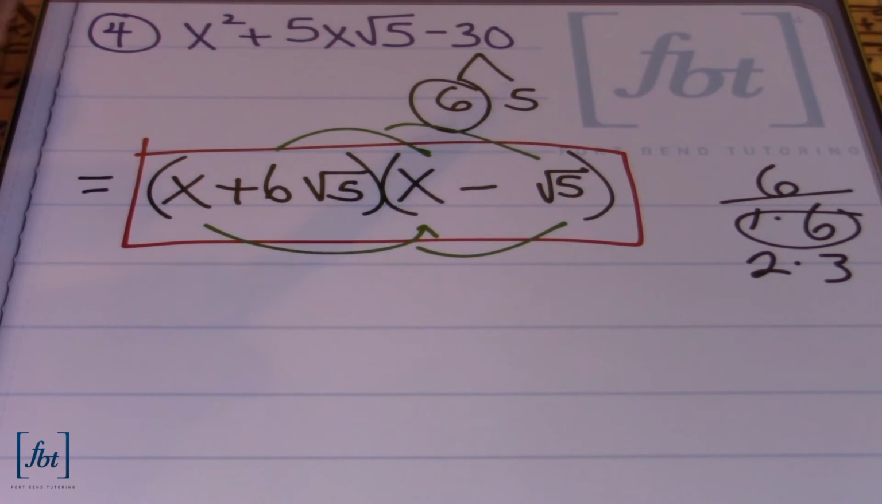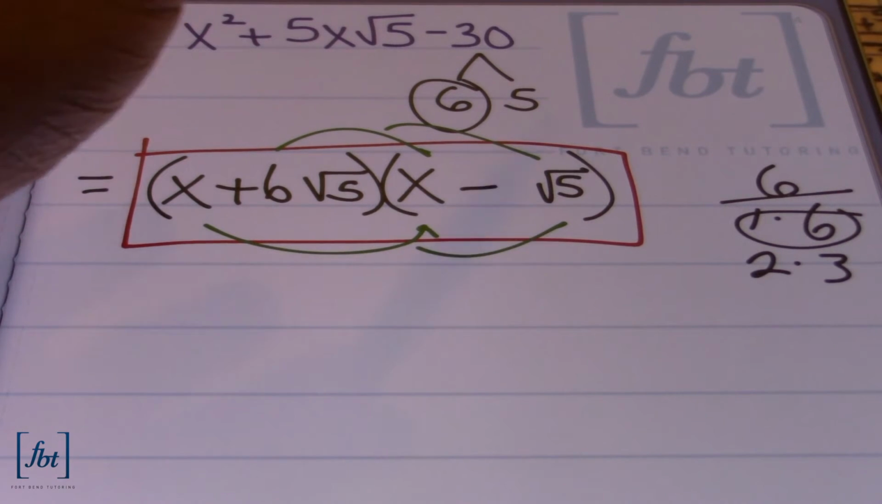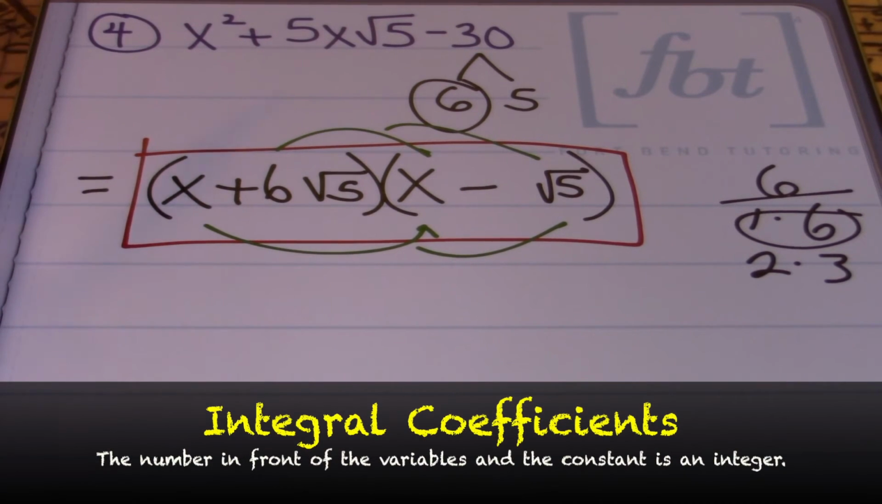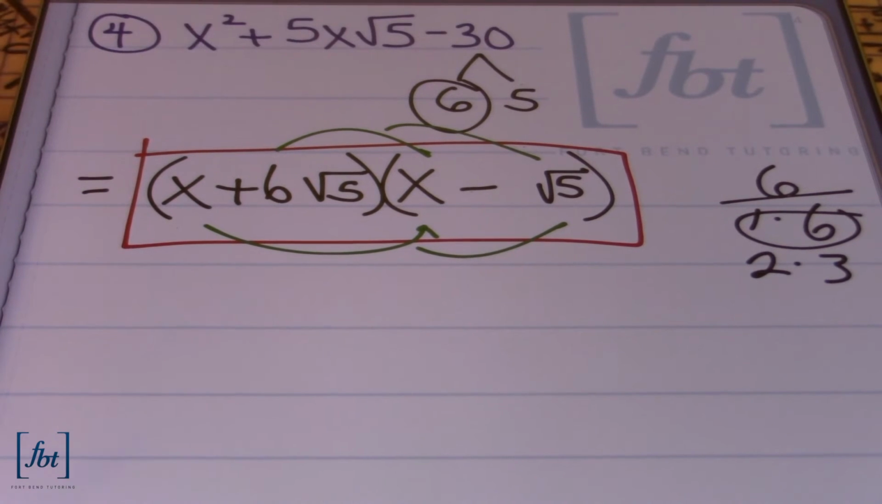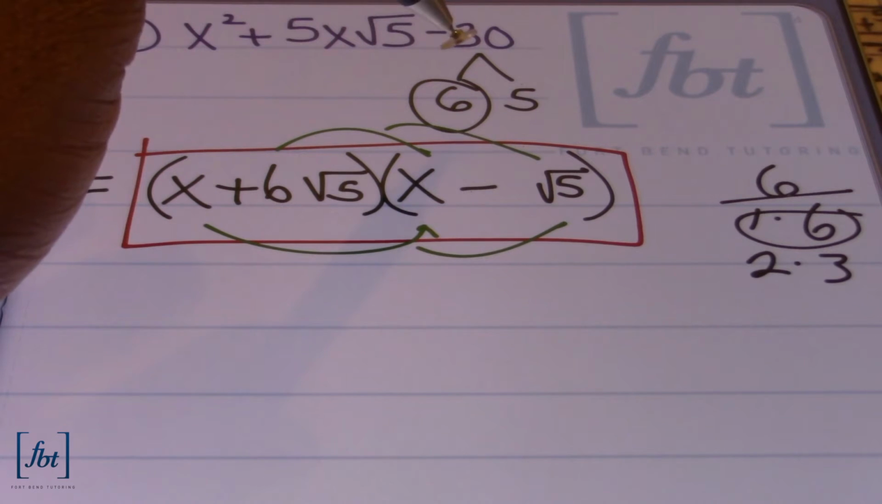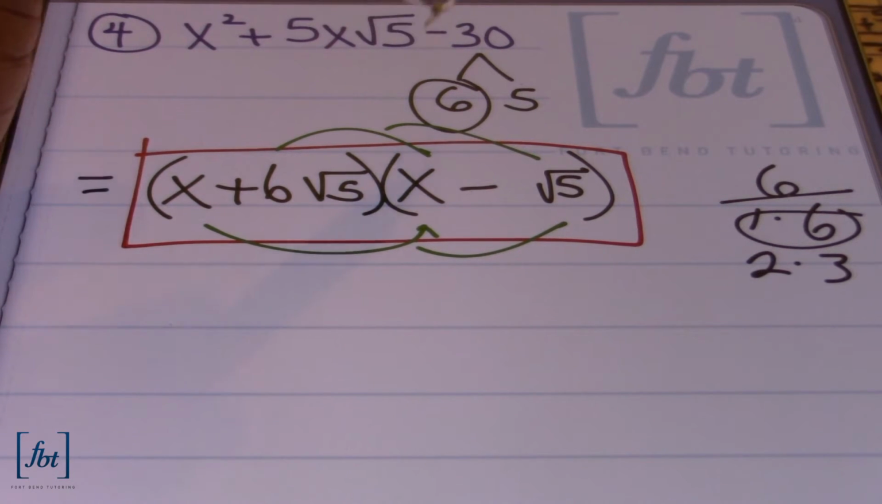Recall that I said that we didn't have to worry about the factor of 5 within 30 because we knew with this integral term here that the square root of 5 would be squared eventually. Because that square root of 5 is going to be squared, that's why it had to be a part of our last terms in each binomial. Then, because we were left with a factor of 6, we found factors of 6 that would subtract based on that last sign in the expression to give us our middle coefficient, which is positive 5.